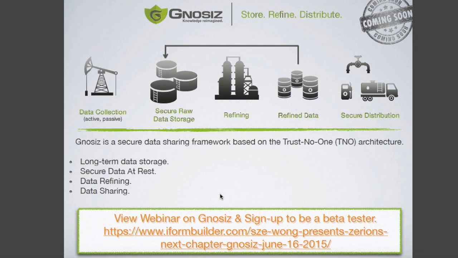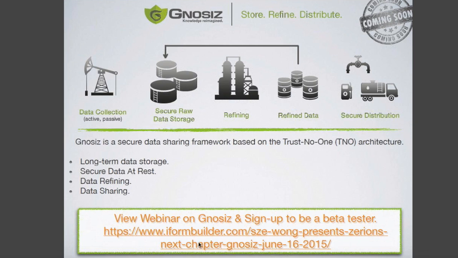There's a lot of benefits of using Gnosis, and as this product continues to grow, it becomes more and more impressive. But it allows for that active or passive data collection, and then it goes into your secure raw data storage, refines that data. You're able to take that refined data and then distribute as needed. Not only that, along with that refining, what we're talking about is really analytics. You're able to do some number crunching. You're able to see responses, take different data sets and compile them together to get a really well-rounded idea of what's actually occurring.